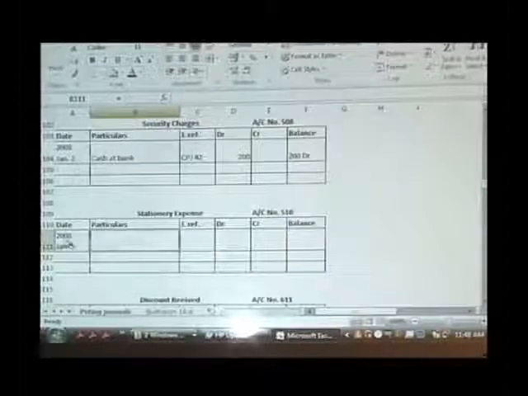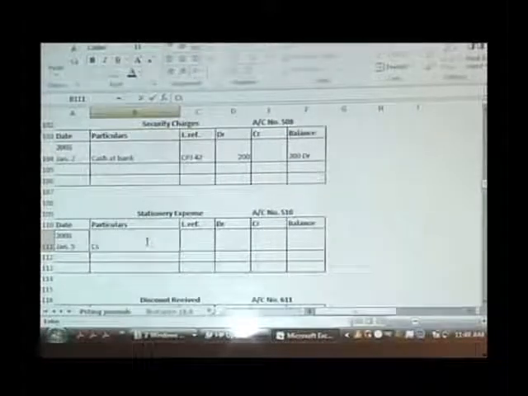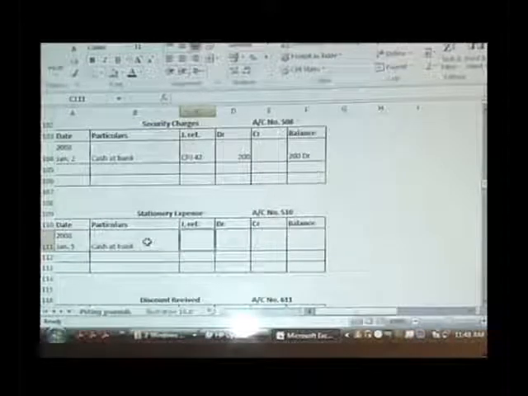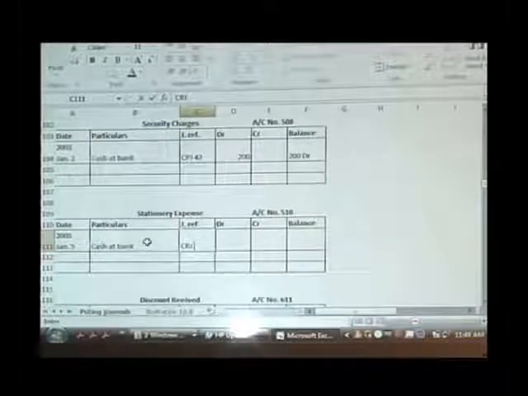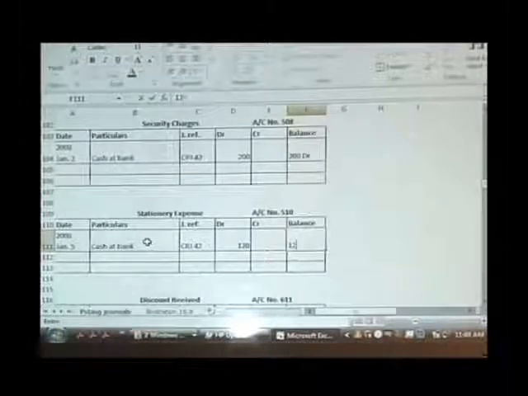Stationery expense here, date 5th January. Cash at bank, CPJ 42, 120, balance 120, debit balance.